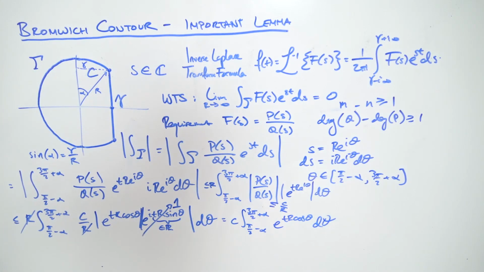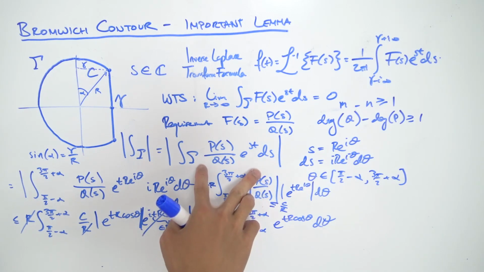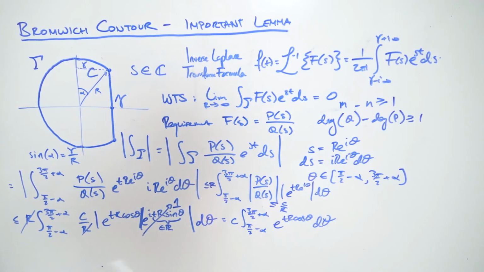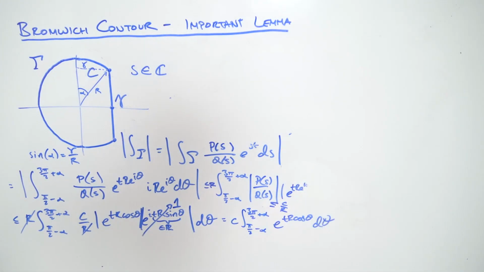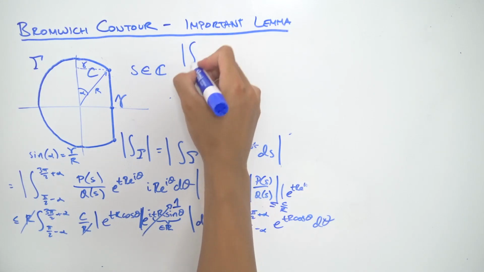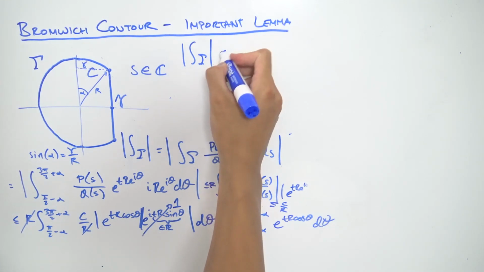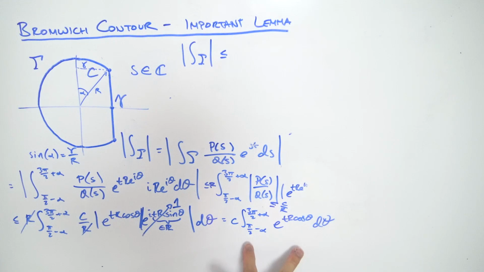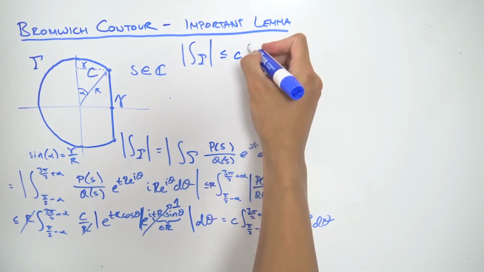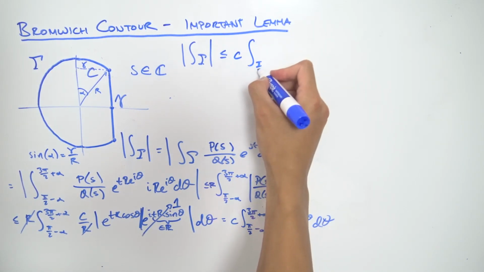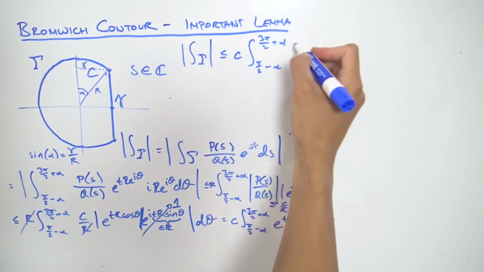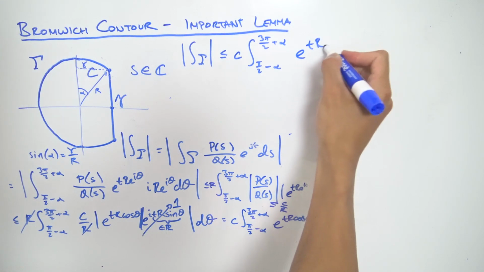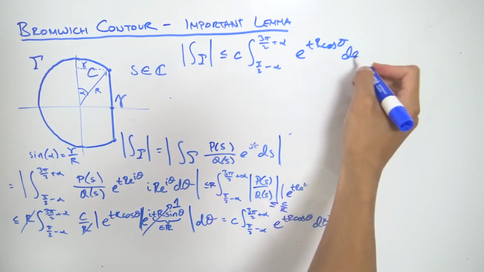Alright, it's very nice. So we've come quite far so far. We've found a new upper bound for our initial integral that we started off with. Let's just erase all of this stuff that we don't really need anymore. So we just found that the absolute value of the integral over gamma is less than or equal to this thing that we found. So that's c times the integral from pi over 2 minus alpha to 3 pi over 2 plus alpha of e to the t times r times the cosine of theta d theta.